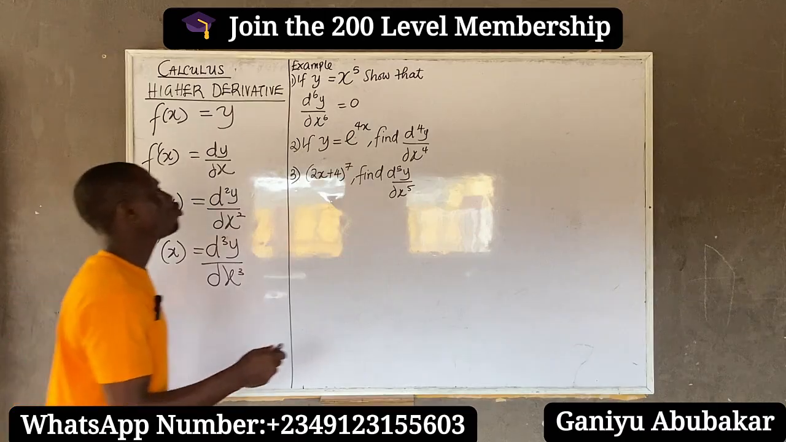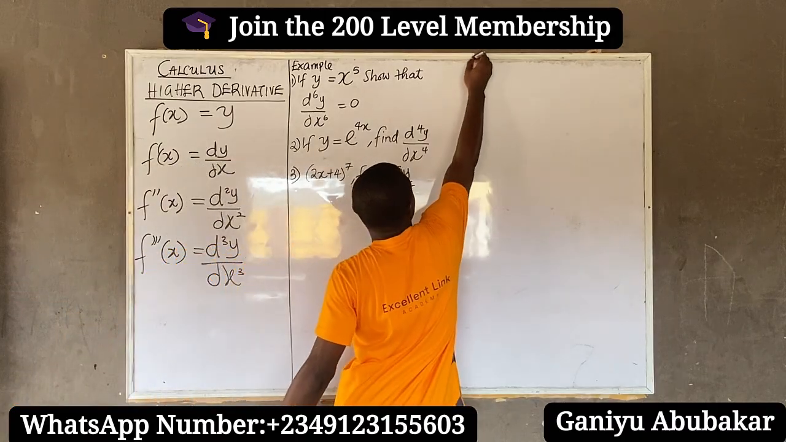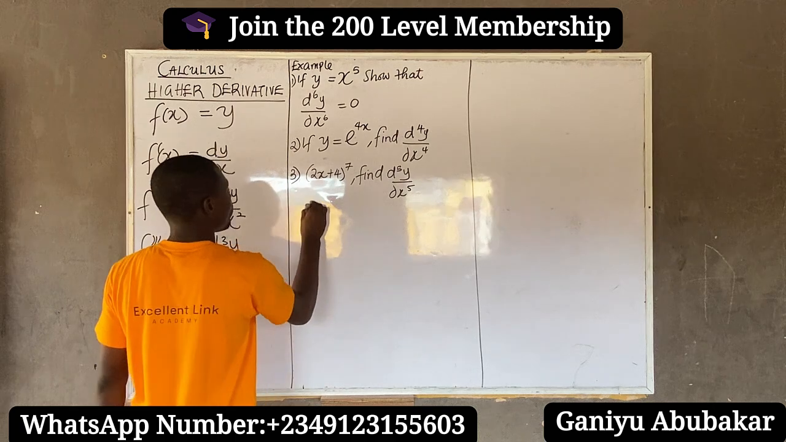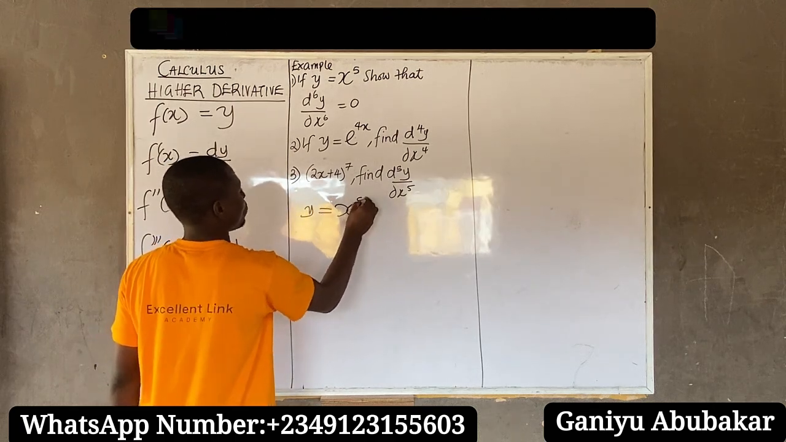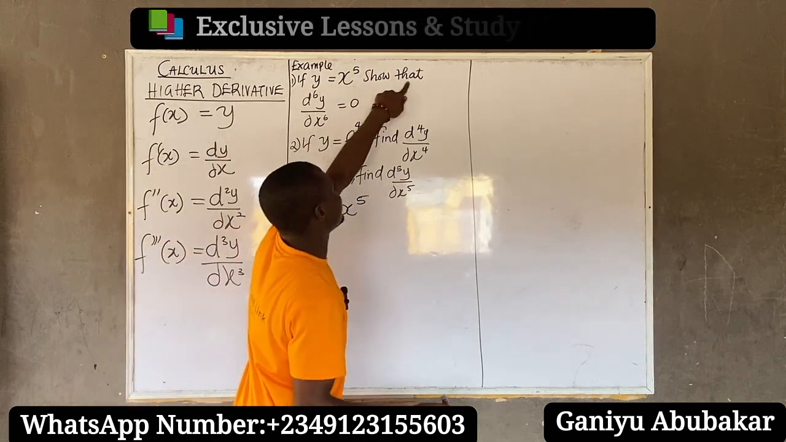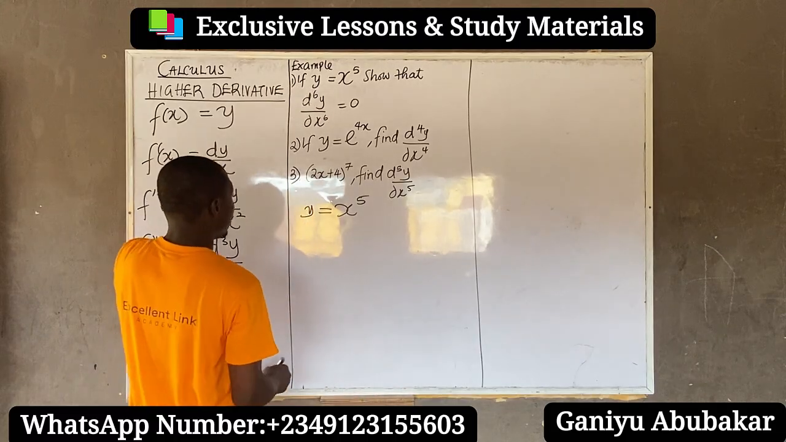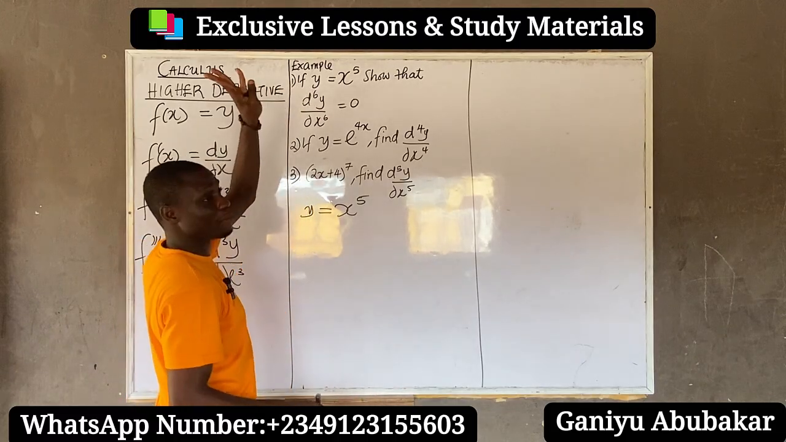So let's take, I'll do number 1 and 2. You do 3 for me, the assignment. Number 1 says, given that y is equal to x to the power 5, show that d to the power 6 y over dx to the power 6 is 0. I have to differentiate this thing 6 times.